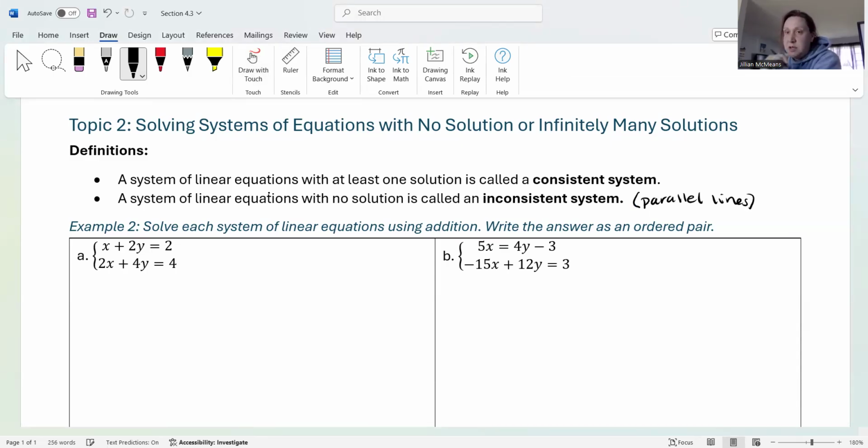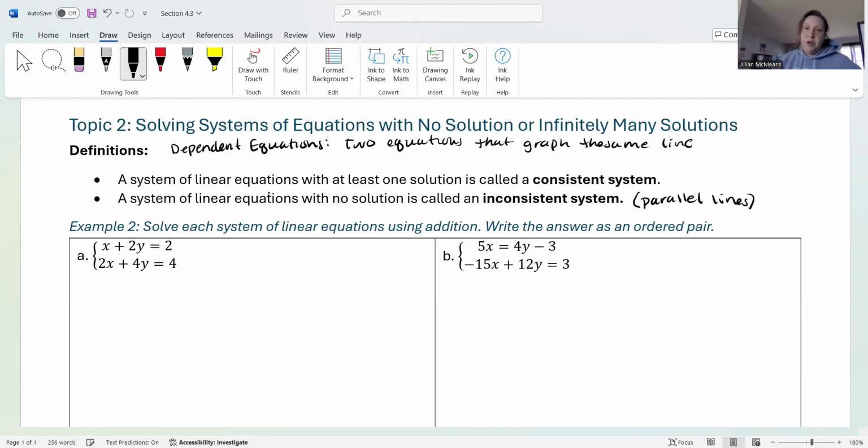lines. Now, there's one other definition that I didn't include that I should have. We also have this idea of dependent equations. These are two equations that graph the same line. And that's the kind of equations we have when we have infinitely many solutions.